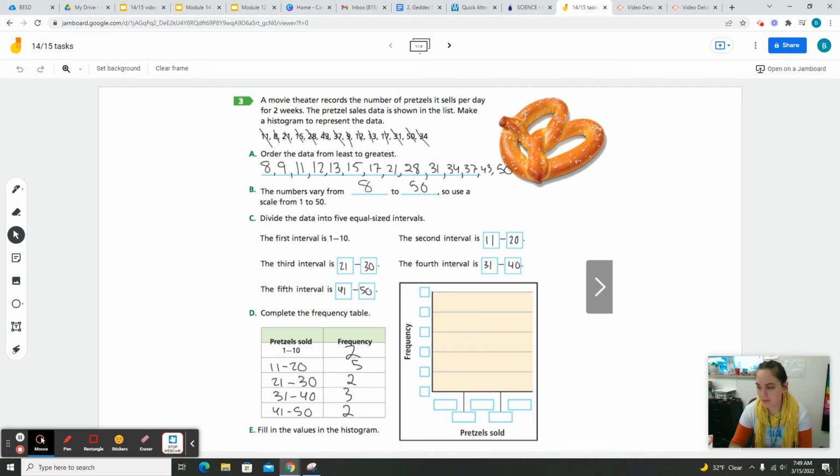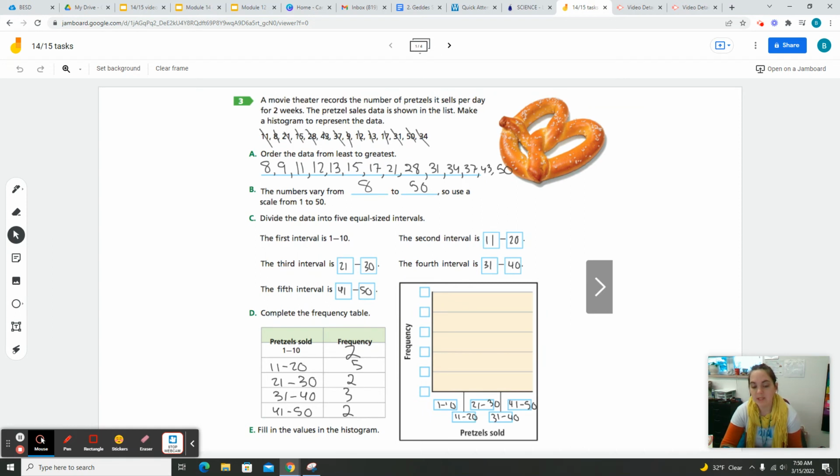We have a histogram over here on the right. Our pretzels sold along the bottom are going to be our intervals. So let's label our intervals. We have 1 to 10, 11 to 20, 21 to 30, 31 to 40, and 41 to 50. Okay, these are our intervals.